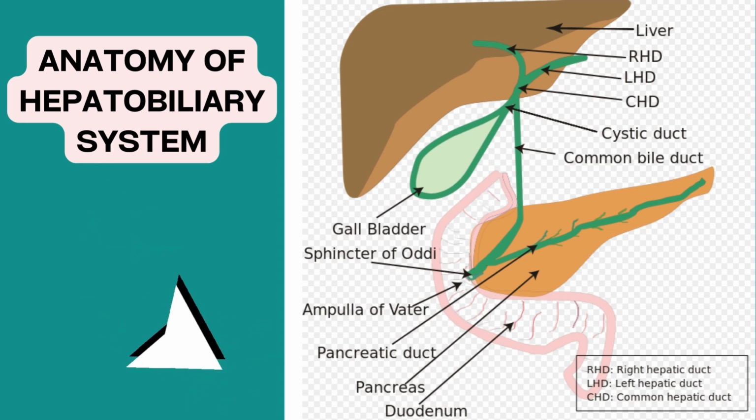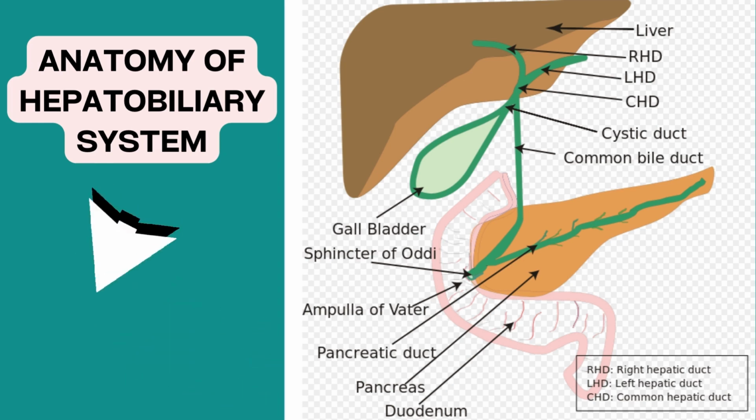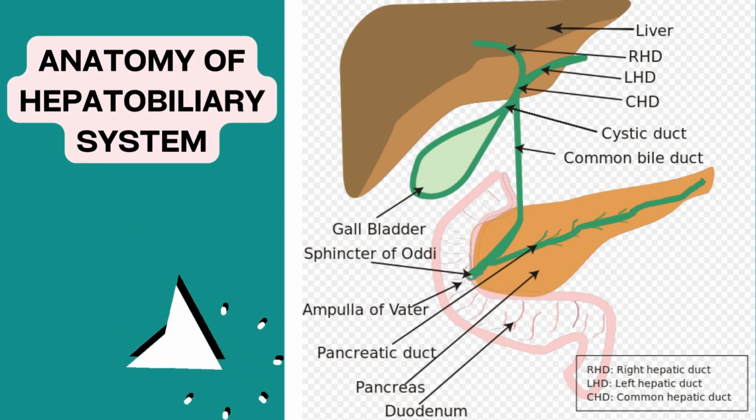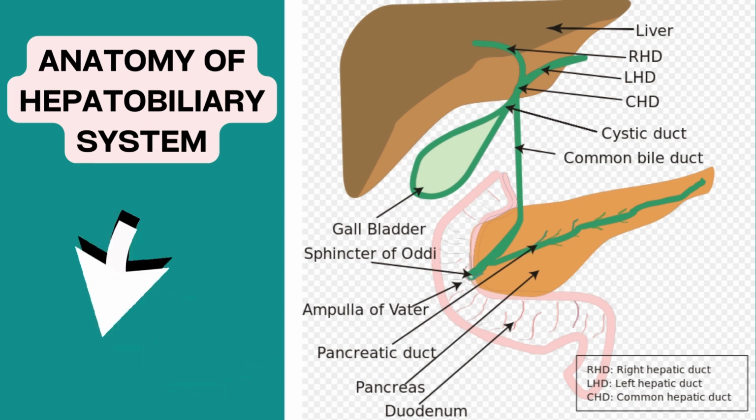Today's topic is about ascending cholangitis, also known as acute cholangitis. Before we study this topic, it is important to understand the functional anatomy of the hepatobiliary system, especially the gallbladder's location, function, and the ducts.